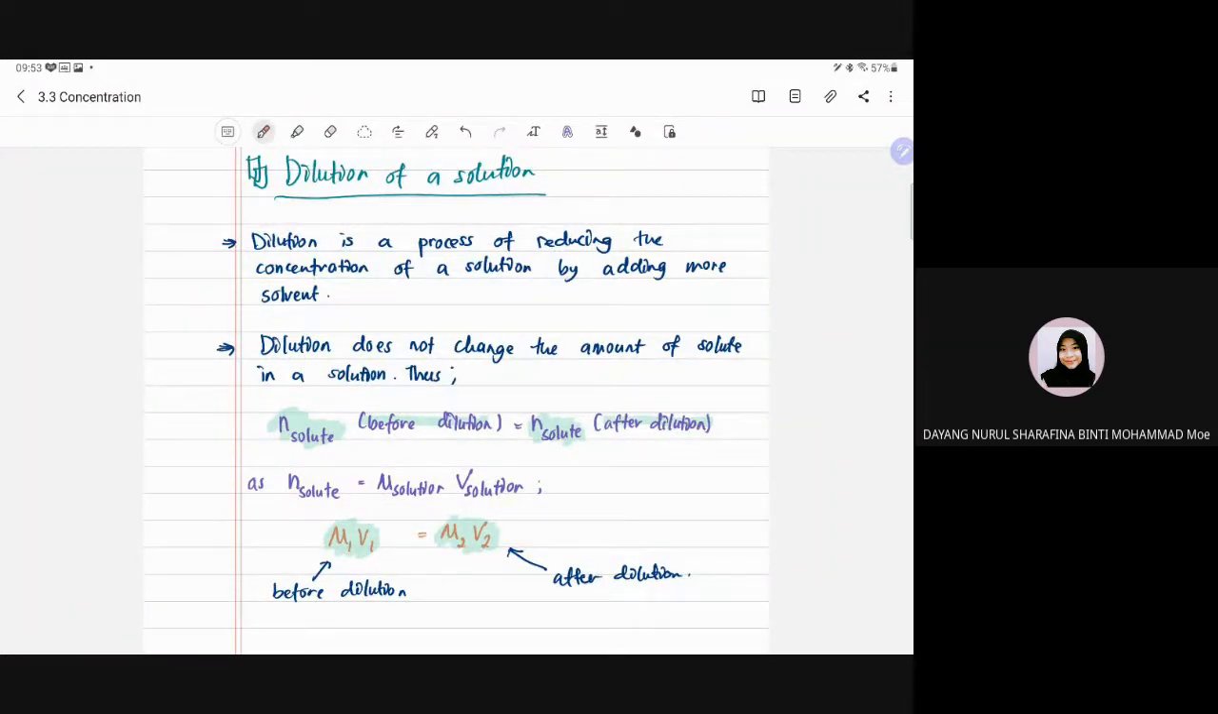Macam contohnya kamu letak gula dalam air kan? Kamu letak 100 ml. Lepas tu kamu minum, kamu rasa manis. Kamu tambah lagi air. Okay? So, rasa manis dia kurang lah. Tapi bilangan gula tetap sama. It is still the same.